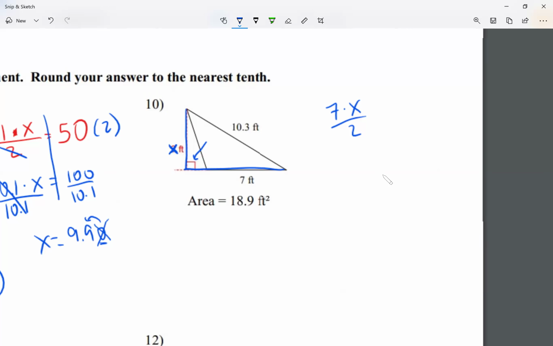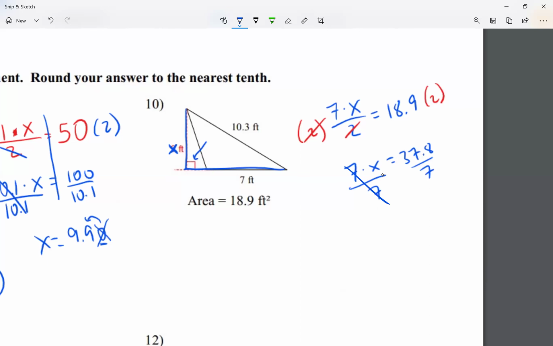So 7 times x divided by 2 is equal to 18.9. Now, to get rid of fractions, let me multiply both sides by 2. So I get rid of that, and that's going to give me 7 times x equal to, now 18.9 times 2, I'm going to call that 37.8. Now to get x by itself, let me divide both sides by 7. Now 37.8 divided by 7 is 5.4.